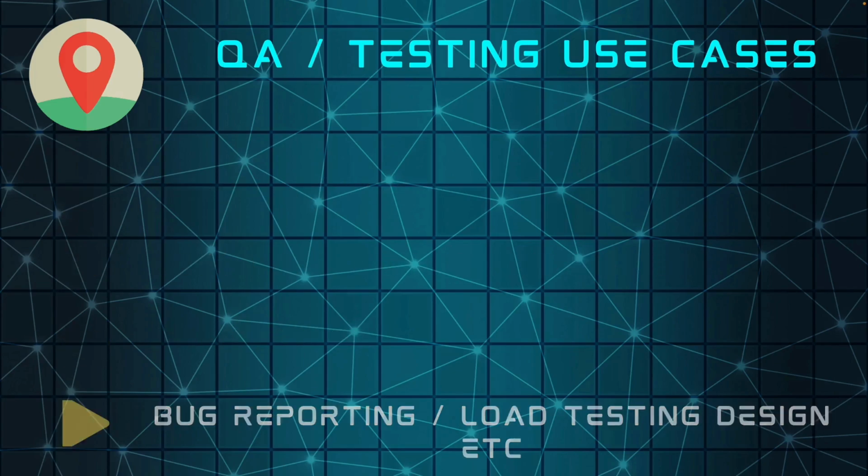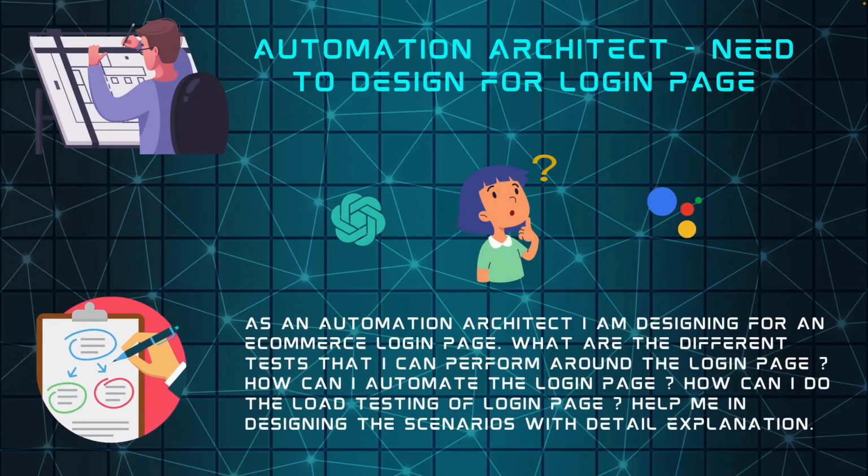Now let's take the very first example. You can say this is the design phase. You are an automation architect and you are trying to design for an e-commerce website, and the first one is the login page, and you are wondering what are the different types of tests that you can perform, or maybe you want to get an idea.